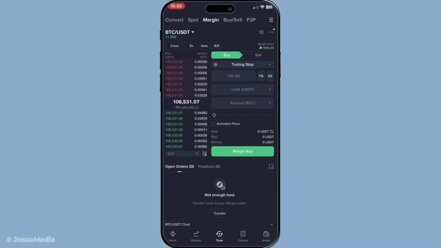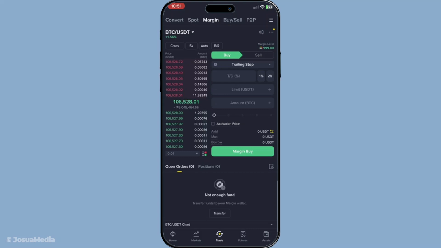Next comes the exciting part, placing your trades. You have two main options here: buy, also known as going long, or sell, known as going short. A long position means you expect the price of the asset to rise. Conversely, a short position means you anticipate it will fall, allowing you to profit from a decline in price. Consider your market research, risk tolerance, and strategy before placing a buy or sell order.